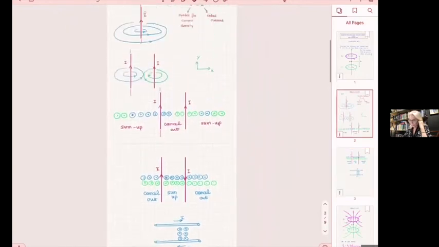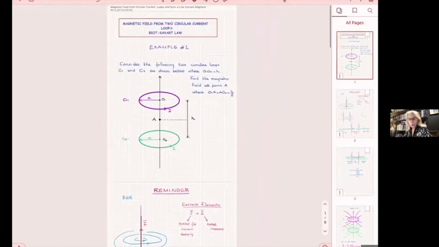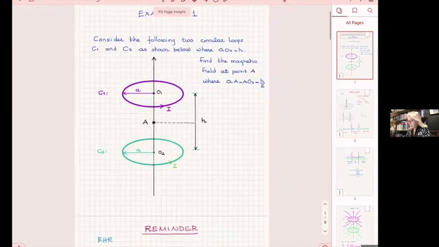I think now we'll be ready to solve this problem. So practically what I do here is to show two loops instead of two straight wires. I'm showing two loops. And in this particular example, I would like to find the field in the center, between the two loops.